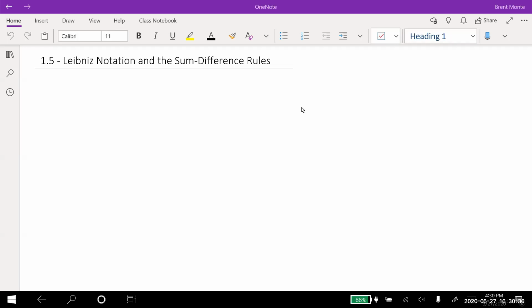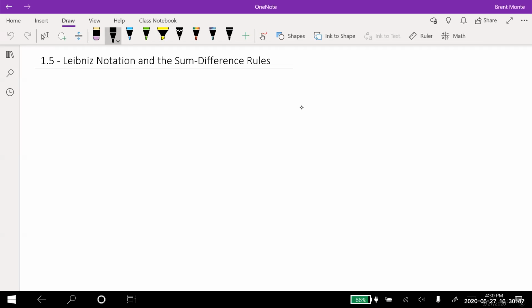As I mentioned in the live session, essentially what this section is teaching us are the shortcuts to take derivatives. So I'm actually going to write that off to the side: shortcuts for derivatives. All right, so that's what we're doing here. But let's talk first about Leibniz notation.